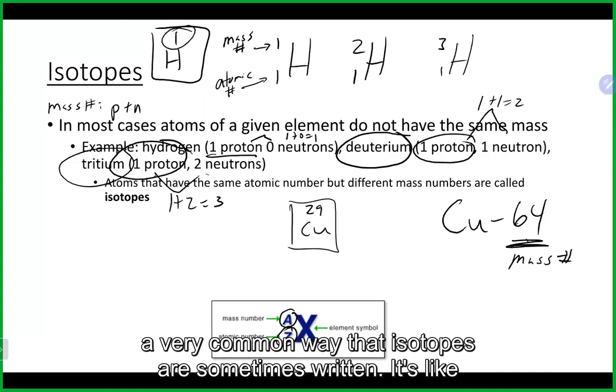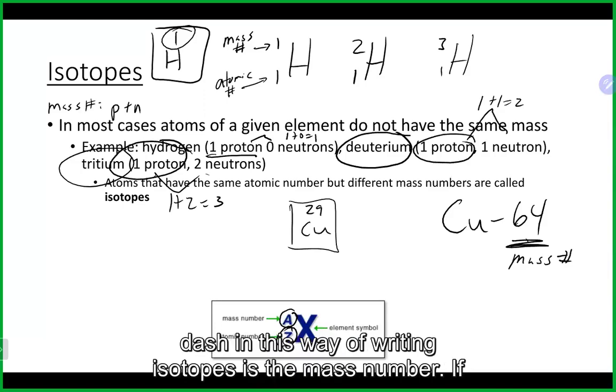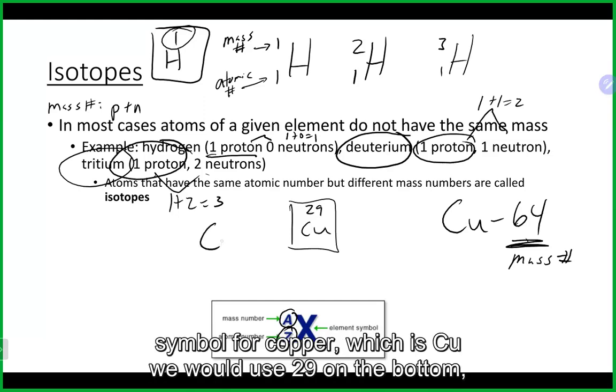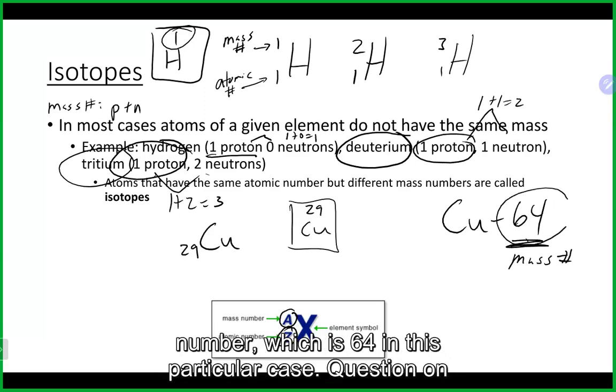So that's a very common way that isotopes are sometimes written. It's like the symbol, dash, a number. The number that comes after that dash in this way of writing isotopes is the mass number. If we want to write it the other way, we would use our symbol for copper, which is Cu. We would use 29 on the bottom, which is our atomic number, and up on top would go our mass number, which is 64 in this particular case.